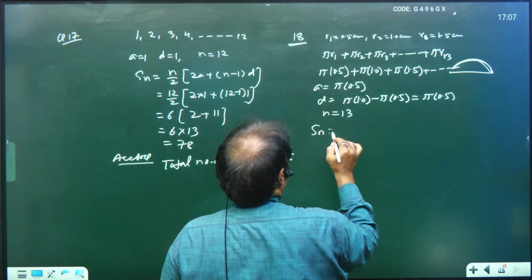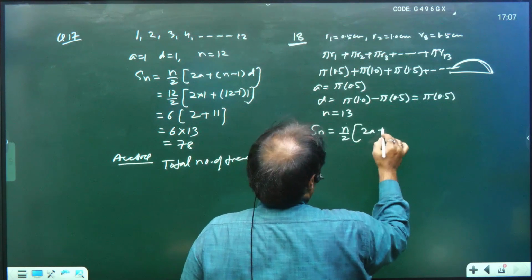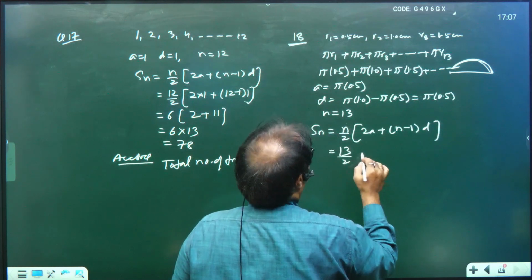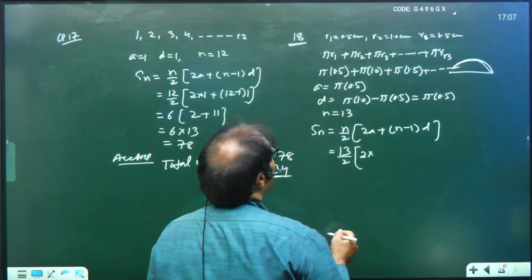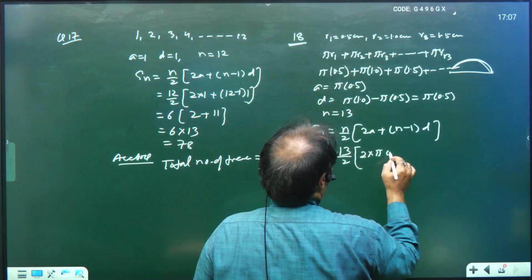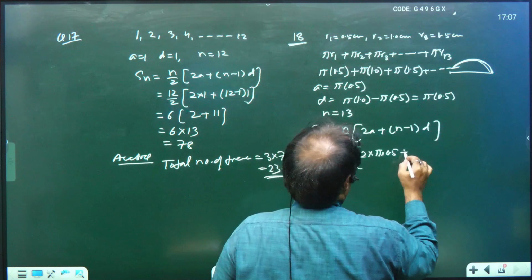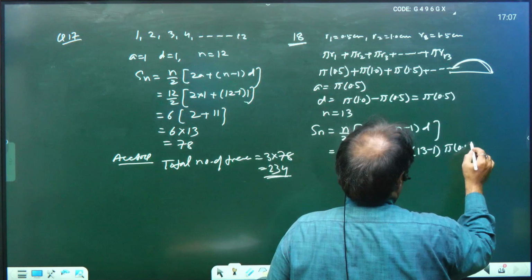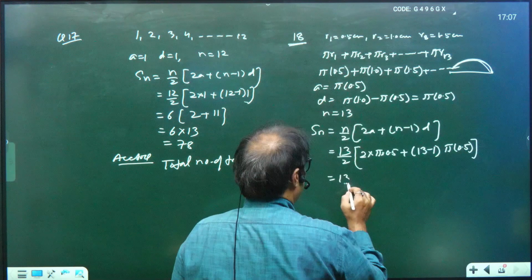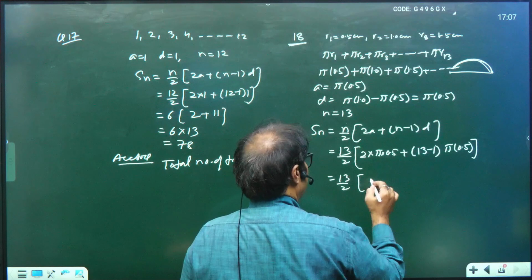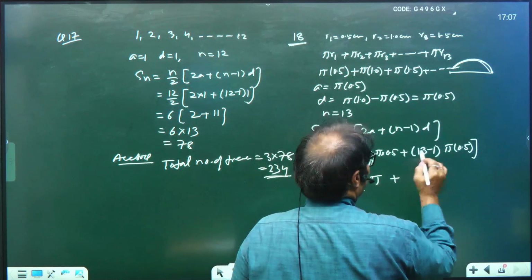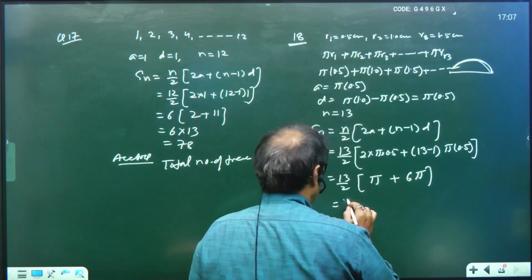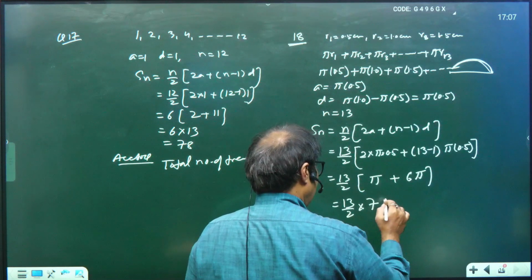So total length Sn is equal to n by 2 into 2a plus n minus 1 into d. So n is equal to 13 by 2, and 2a means the value of a is pi into 0.5, okay, and plus 13 minus 1, and d is equal to pi into 0.5. So this is 13 by 2. So 2 5s are 10, 1.0, that is pi, and 13 minus 1, that is 12, 12 5s are 6.0, that is equal to 6 pi. So now 13 by 2 into 7 pi, okay.